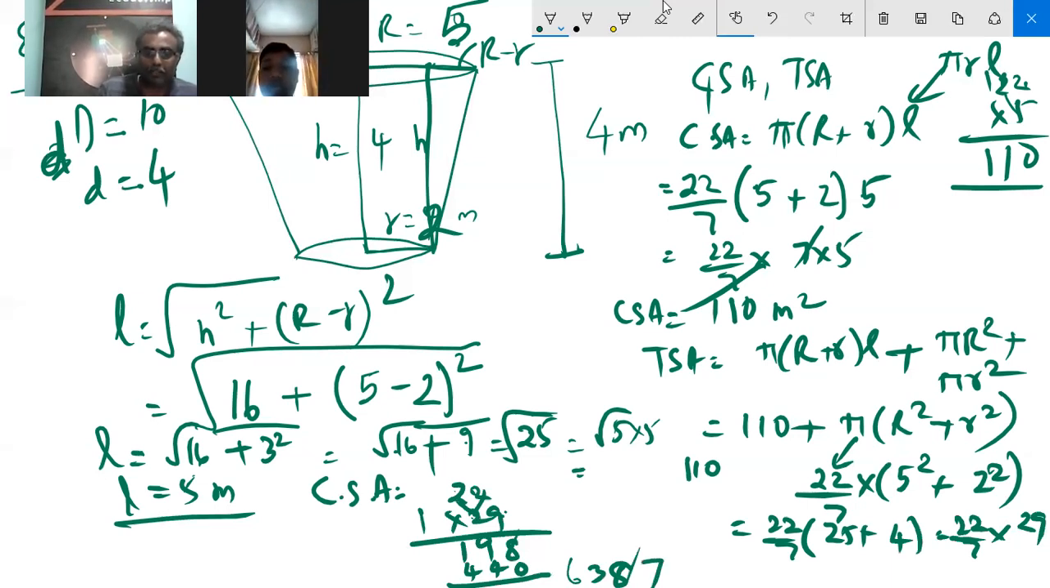How many times will 7 go in 63? It goes 9 times, since 7 into 9 is 63. How many times will 7 go in 8? 1 time. So 638 by 7 is 91 and 1 by 7. So the answer is 110 plus 91 and 1 by 7.